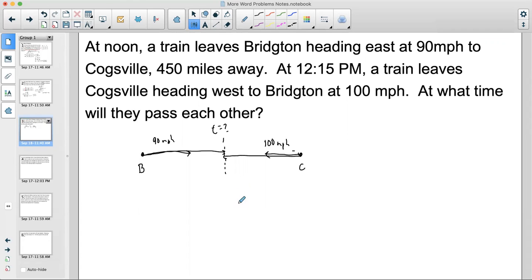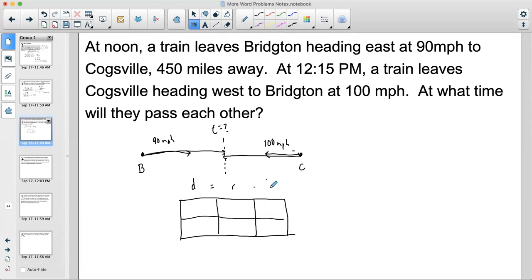So we can probably do the distance equals rate times time table again for this. Draw me a little table, 2 rows, 3 columns, distance equals rate times time. So I'll call this one the Bridgeton to Cogsville train. I'll call this one the Cogsville to Bridgeton train. So it's like train 1 and train 2.